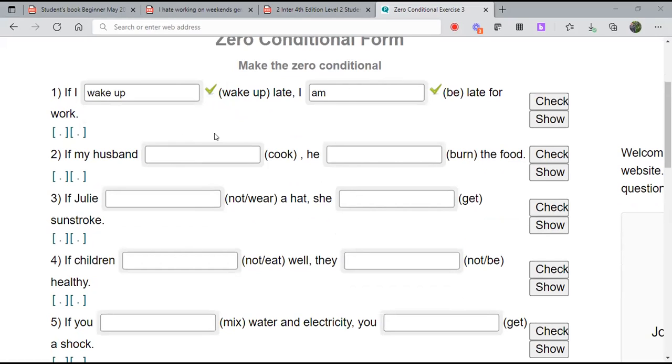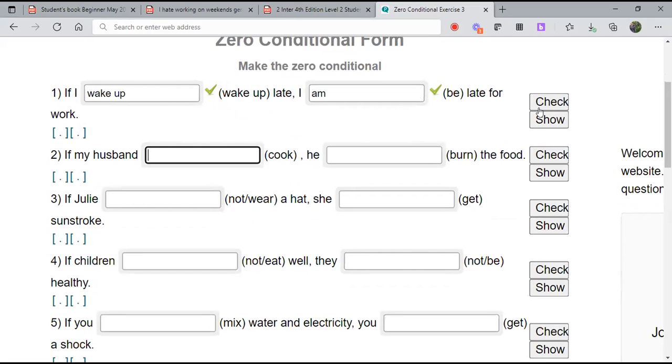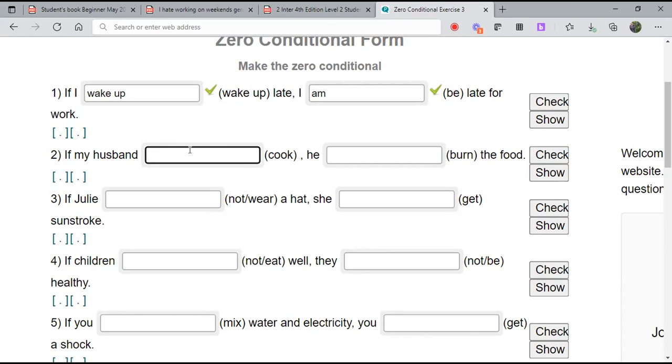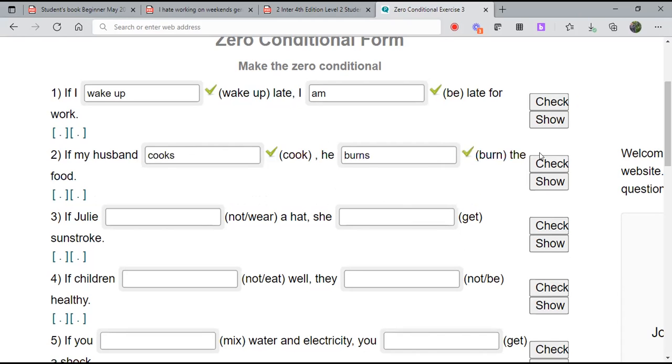The next one I have in here is Anayansi. Anayansi, would you help us with number two, please? If my husband, you say, if my husband. Yes, he burns. He burns the food. Correct. The food. Correct. He burns the food. Quema la comida.